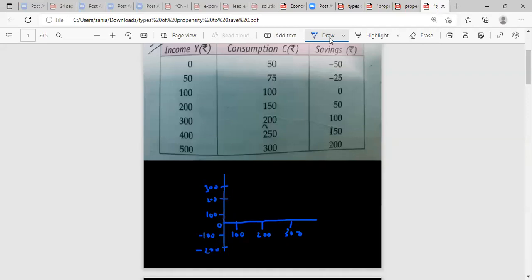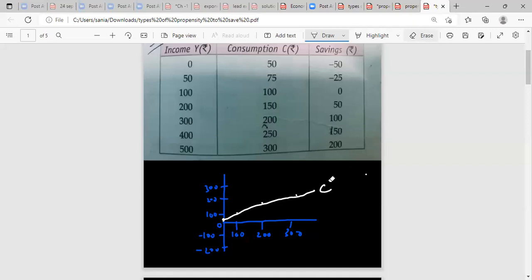For zero, it is here, 50. For income 50, consumption is 75, so somewhere here. For 100, it is 100. For 200, it is 150. For 300, it is 200. So your consumption curve is not starting from 0, it's starting from 50, and it goes like this. This is your consumption curve. Clear? Yes, ma'am, it's clear now.